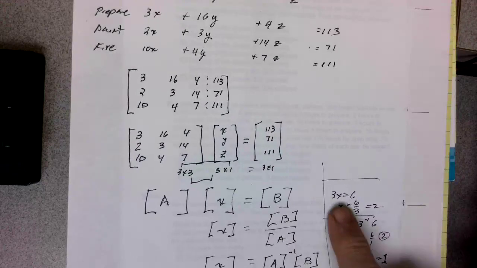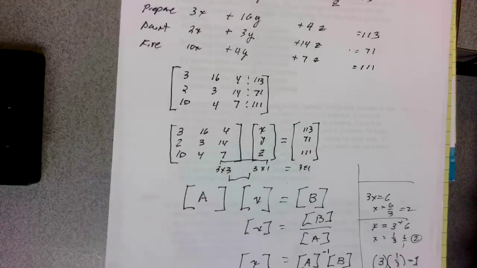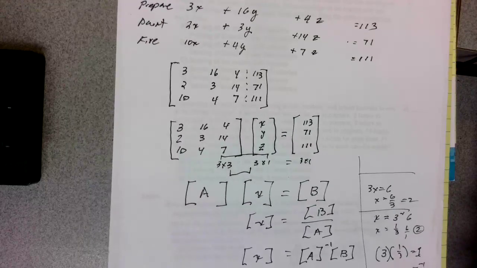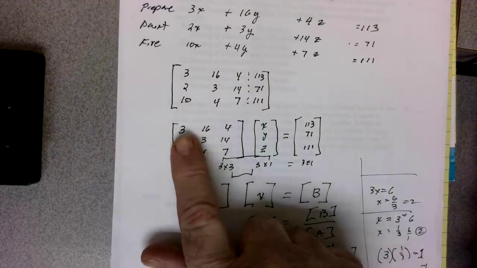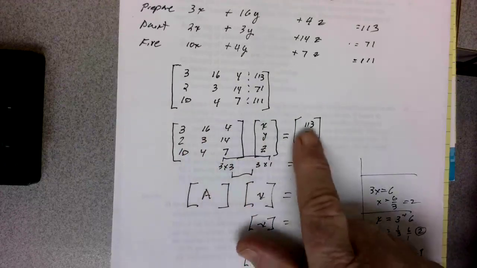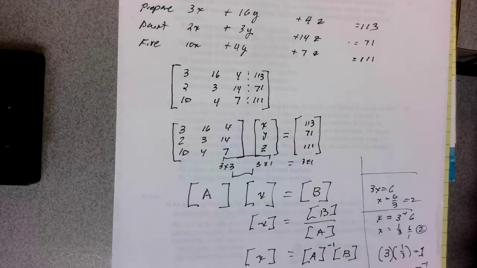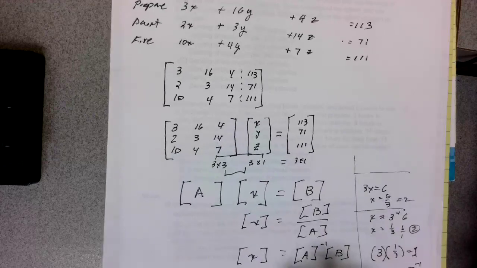Now this is nothing more than a simple equation like 3 times x equals 6. And what would we do here? Well, we would divide 6 by 3 and we would get 2. So the idea is that while it's a more complicated problem, we've got 3 variables, 3 equations, the thought process is the same. We're trying to solve for an unknown.